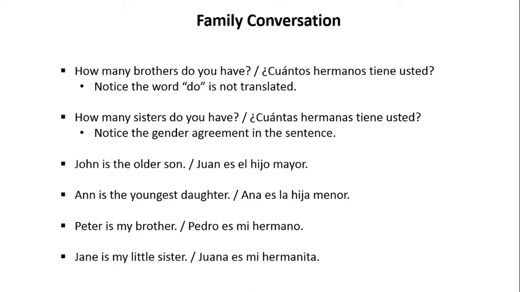Now, John is the older son. Juan es el hijo mayor. Anne is the youngest daughter. Ana es la hija menor. Peter is my brother. Pedro es mi hermano. Jane is my little sister. Juana es mi hermanita.